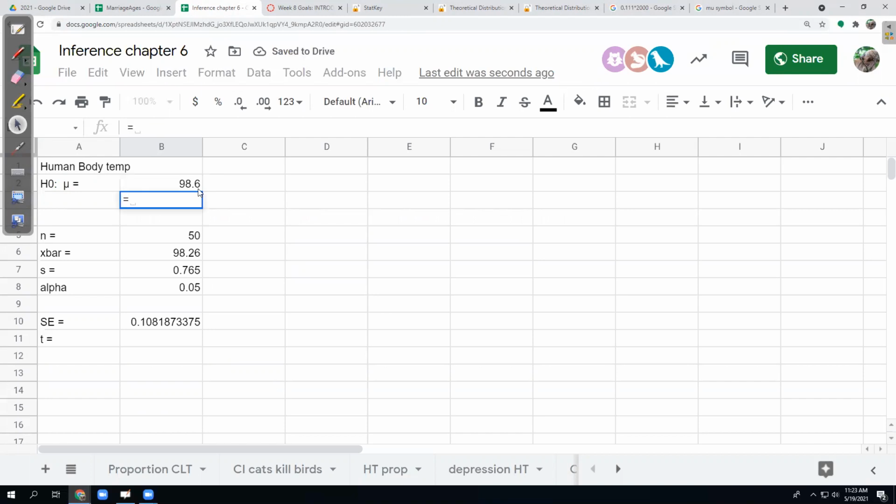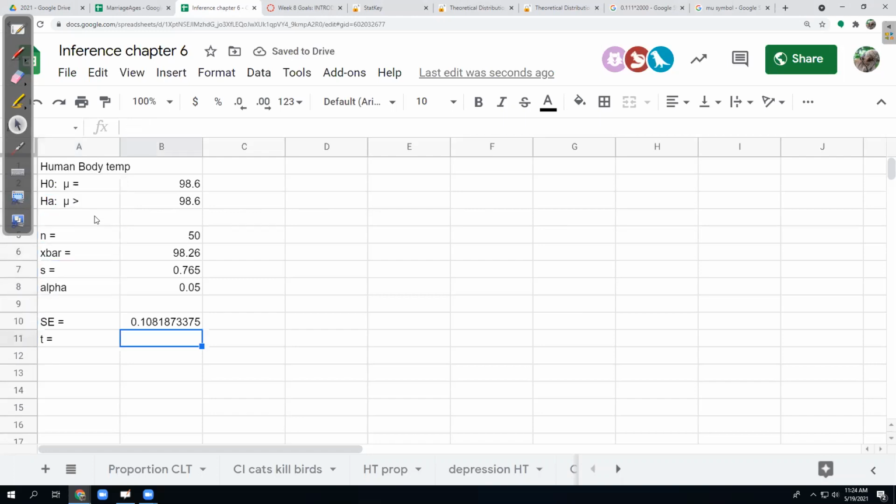And the alternative always uses that same number, so I can just go equals, get that number again. HA is greater than. And if you wanted a greater than or equal to, like I searched for the mu symbol, you can just search for the greater than or equal to symbol. All right. So now I get everything I need.